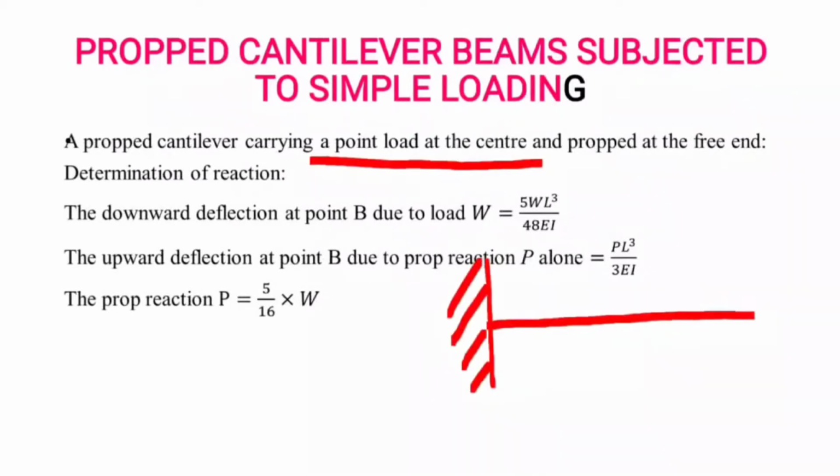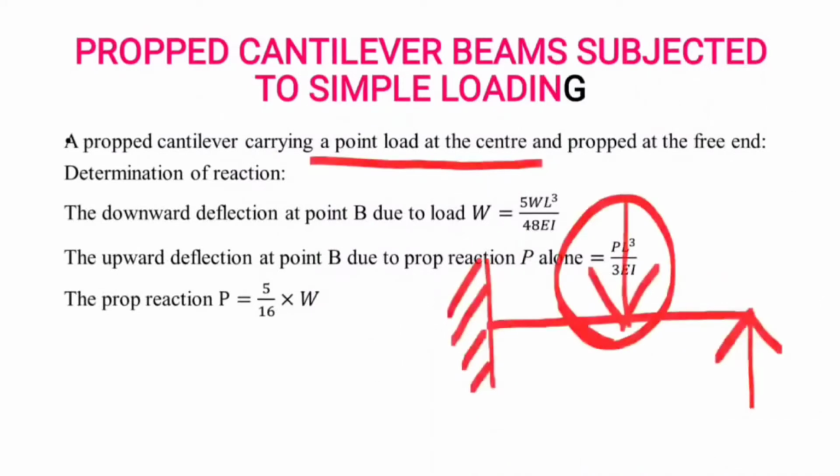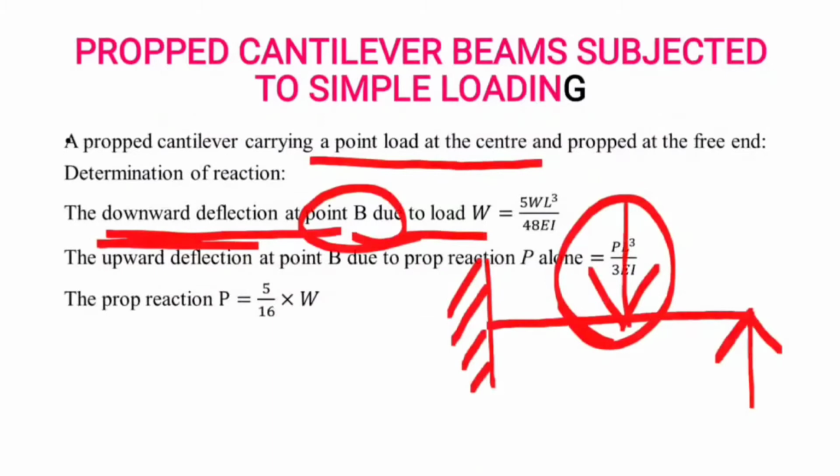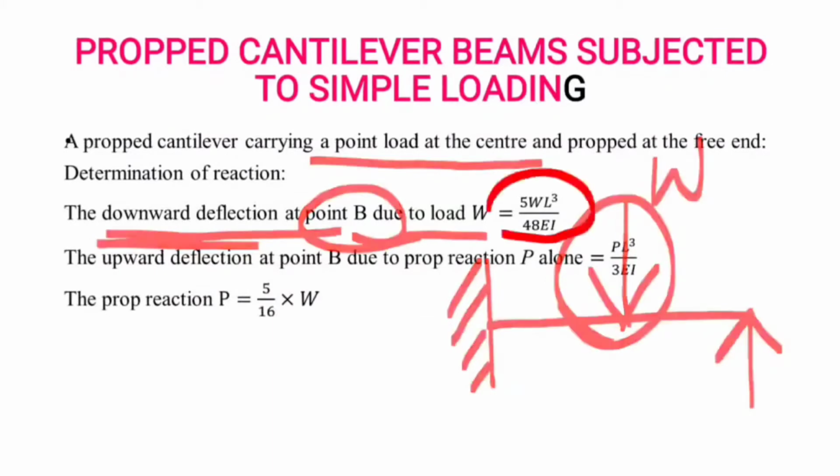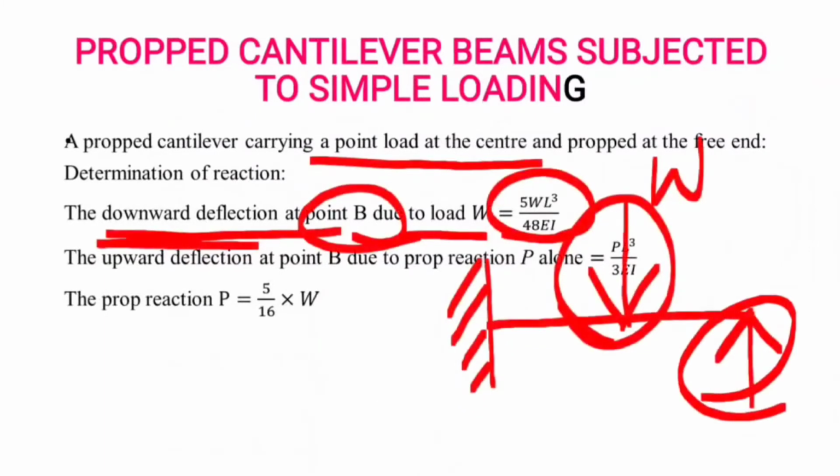Carrying point load at the center and prop at the free end. Due to this, the downward deflection at point B due to load W is 5WL cube by 48 EI. That is the downward deflection. Due to the prop, upward deflection is coming due to P alone.